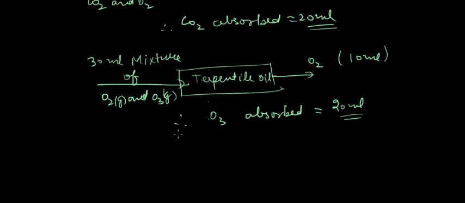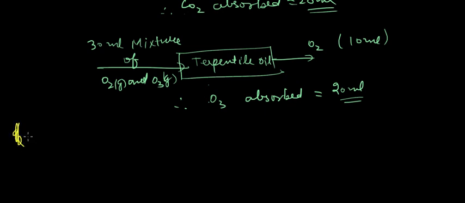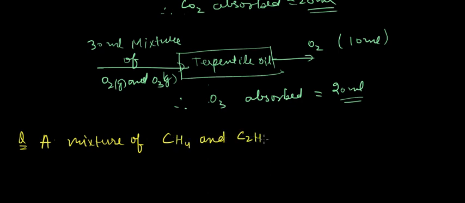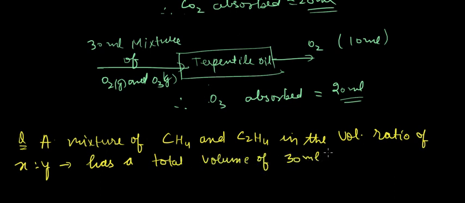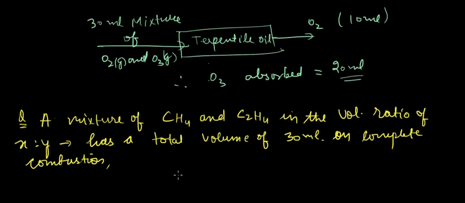Okay, now let's do a quick question on the same. So suppose we have a mixture of CH4 and C2H4 in the volume ratio of X is to Y. It has a total volume of 30 ml. On complete combustion, it gave 40 ml of CO2.